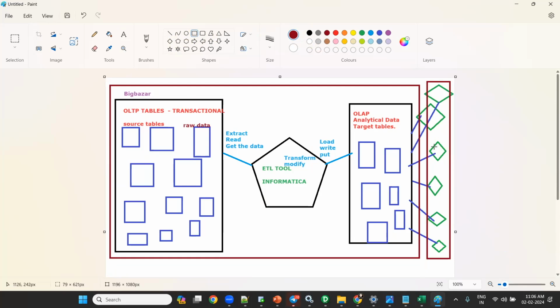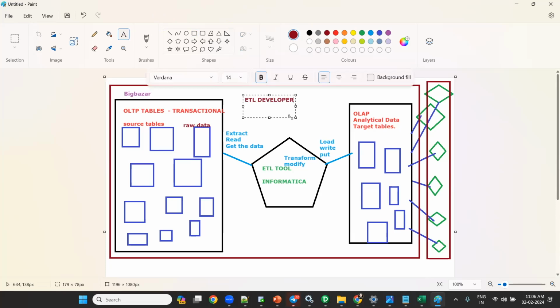Who is working on Power BI or Tableau or Cognos? Those people will generate the reports. We are all ETL developers. Understood? An ETL developer uses an ETL tool to extract the data from transactional tables, modify it, and load it to target tables or analytical tables, also called OLAP tables, online analytical processing. Did you understand clearly?